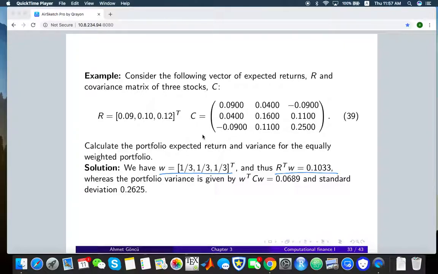On the other hand, you can calculate the portfolio variance by pre-multiplying and post-multiplying with the investment weights. You have the covariance matrix already given. If we do these vector operations, what we get at the end is a scalar, and you can take the square root of this number to get the standard deviation of 26.25%.